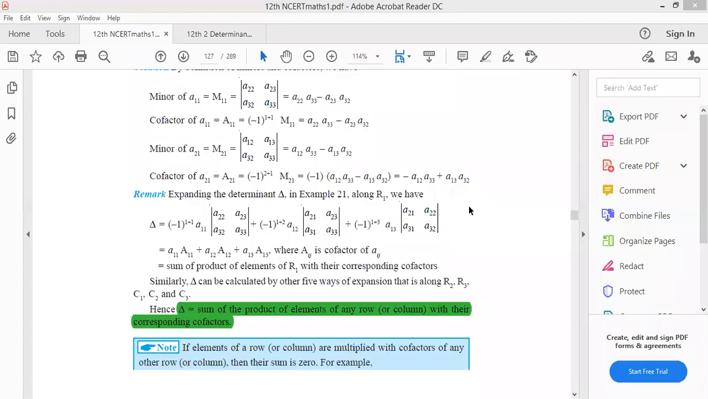Assalamu alaikum, dear students. In this lecture, we will be discussing the value of the determinant using the concept of cofactors.